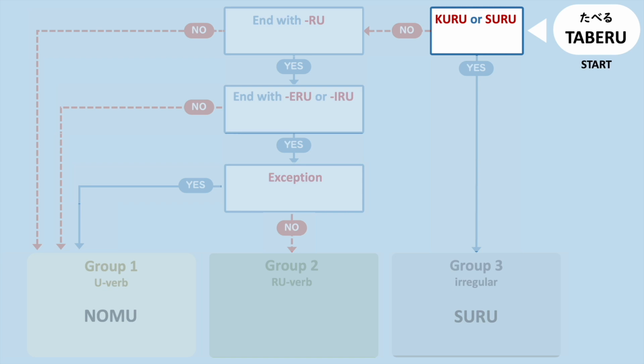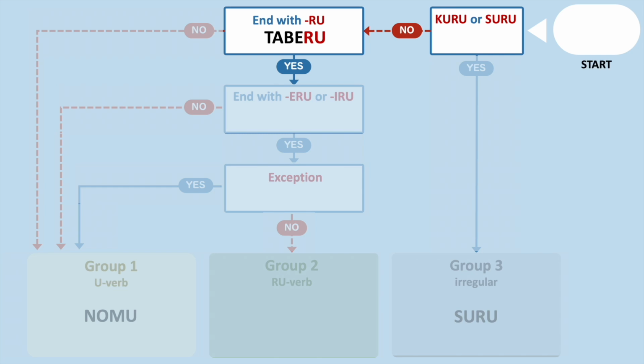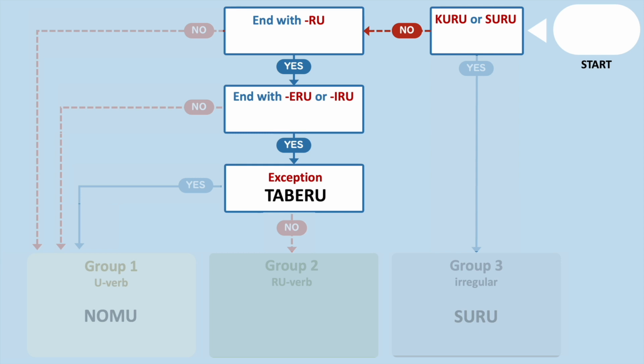The next verb is taberu, to eat. Checkpoint 1, is it kuru or suru? The answer is no. Checkpoint 2, does it have the ru ending? The answer is yes. Taberu has the ru ending. Checkpoint 3, does it have the eru or iru ending? The answer is yes. Taberu has the eru ending. It's very likely that taberu is ru verb, group 2, but let's check for exception.